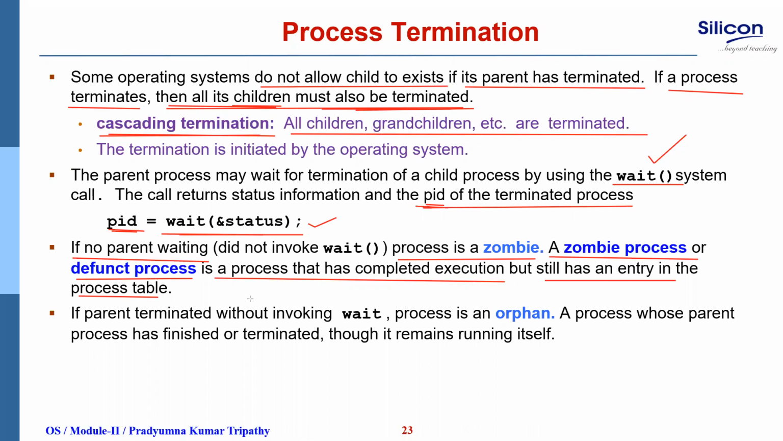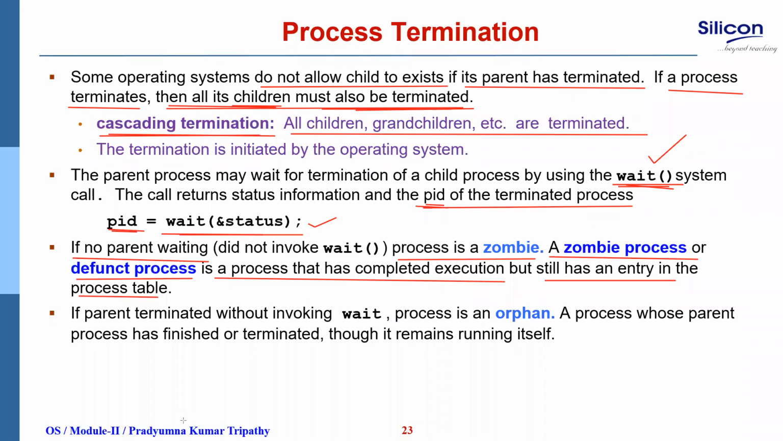Why is it not terminated? Because maybe its child processes are executing. The wait system call has not been invoked, right? Because I told you the parent process may wait for termination of a child process by using the wait system call. This is not being called. The parent process doesn't know what is going on, so it has executed its last statement and completed its execution. But as the child processes are running, there will be an entry in the process table.